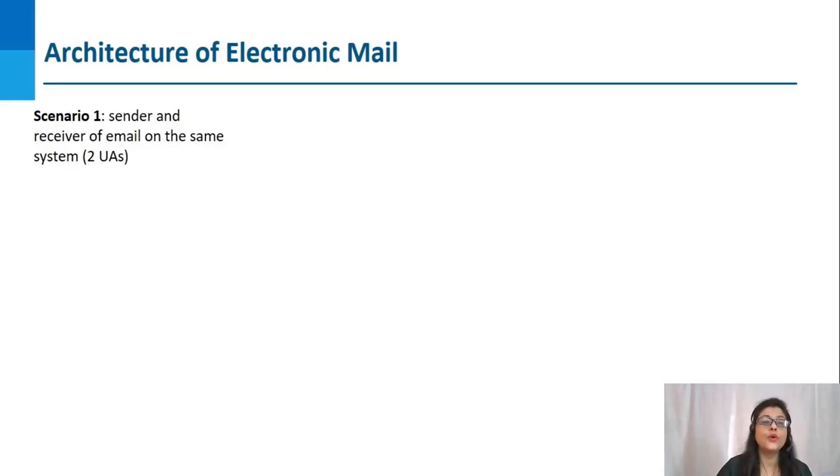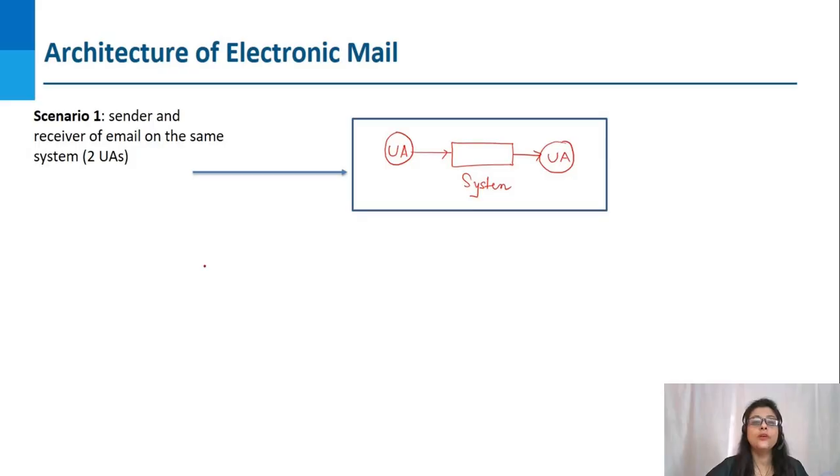Here there is a scenario 1 where the sender and the receiver of email are both on the same systems, and we will need here 2 user agents. So here we can see that there is a system. Let's say the system is system A and the sender is here and the receiver is here. So they belong to the same system.